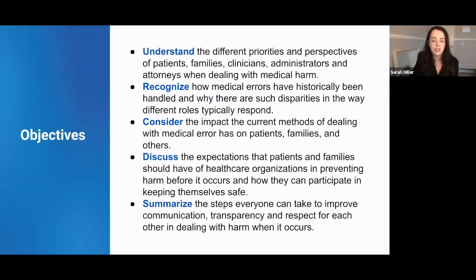So these are the objectives for today. I will read through them for you all. The first one is understand the different priorities and perspectives of patients, families, clinicians, administrators, and attorneys when dealing with medical harm. The second is recognize how medical errors have historically been handled and why there are such disparities in the way different roles typically respond. Third, consider the impact the current methods of dealing with medical error has on patients, families, and others. The fourth one, discuss the expectations that patients and families should have of healthcare organizations in preventing harm before it occurs and how they can participate in keeping themselves safe. And finally, summarize the steps everyone can take to improve communication, transparency, and respect for each other in dealing with harm when it occurs.